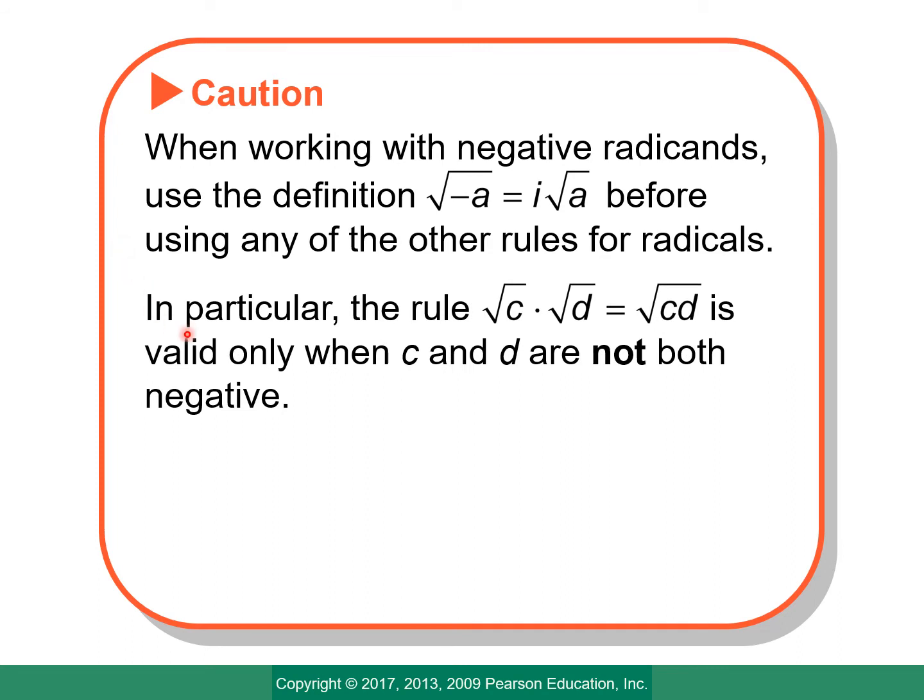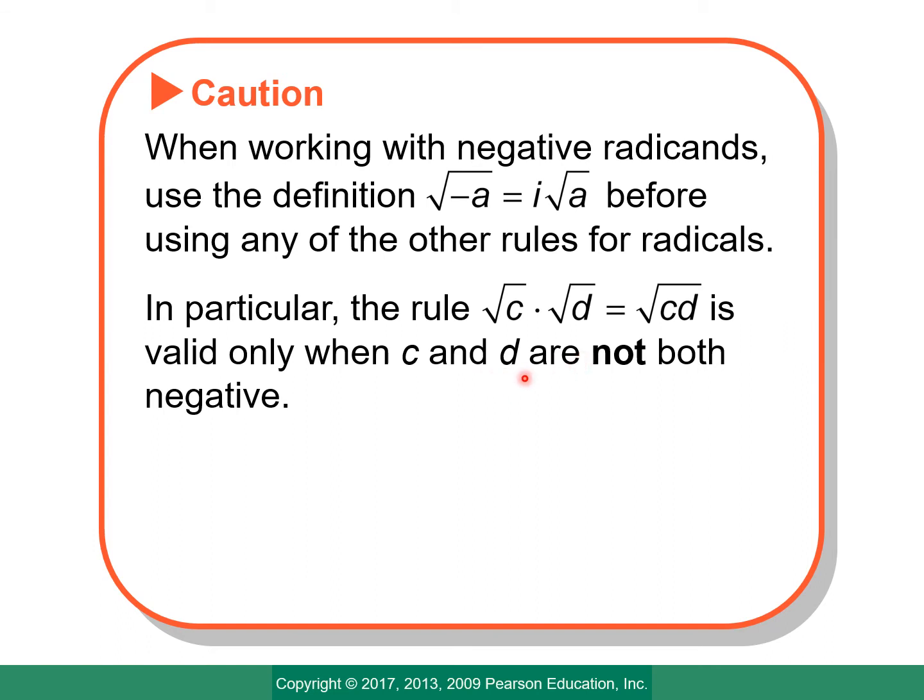It's because mostly of this rule here. If you take a square root times a square root, notice they're separated, two square roots being multiplied, you can put them together if and only if they're not both negative to begin with. So you have to be careful here now that we're dealing with negative numbers.